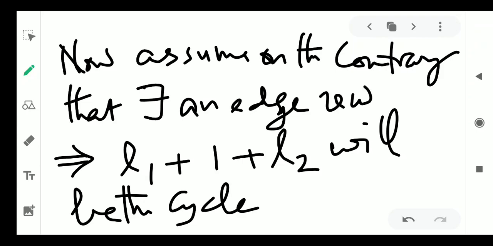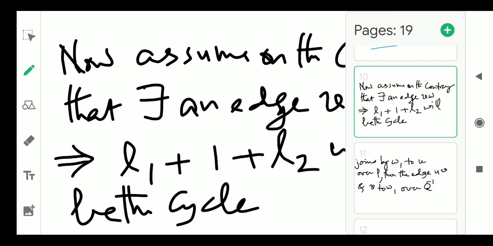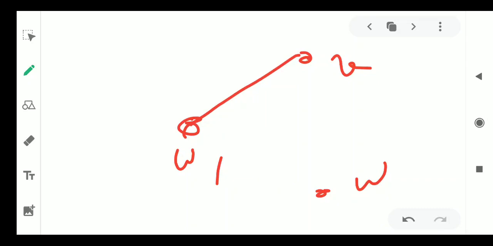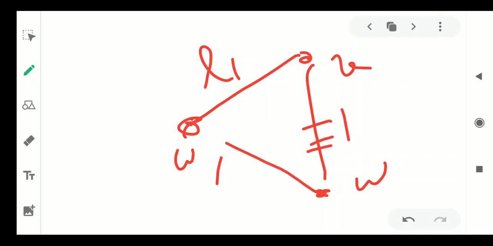Let me show you. Let me add a page. Here was your W1. Here is your V. Here is your W. I'm moving over this one, that's of length L1. This is an edge, just for the sake of having the edge, so it's of length 1. Then move from here to here. This is L2, so this should be moved over P.